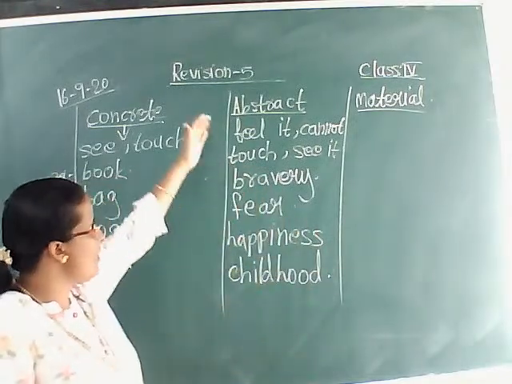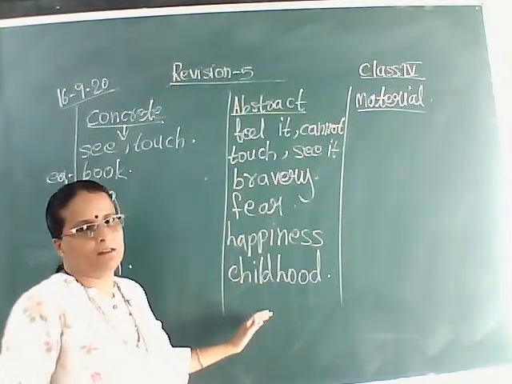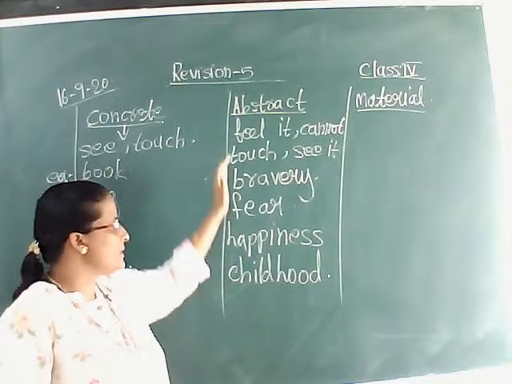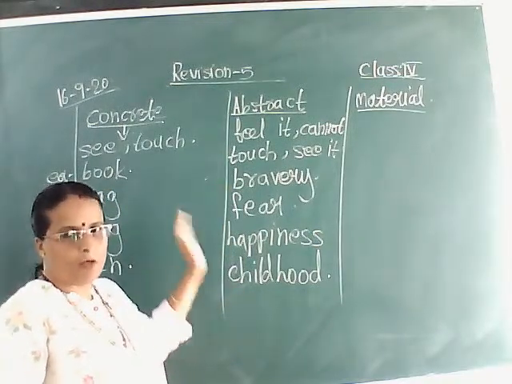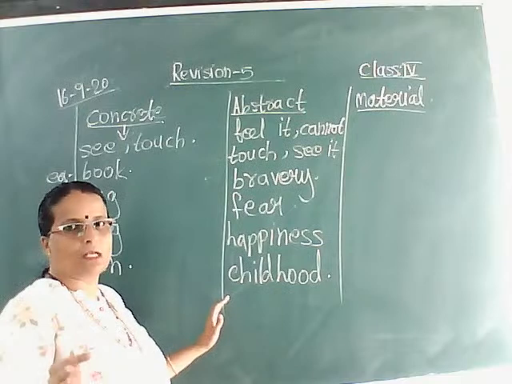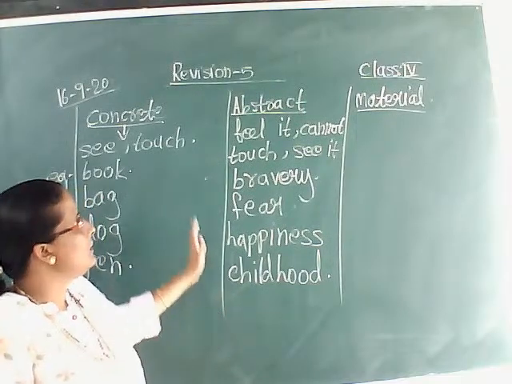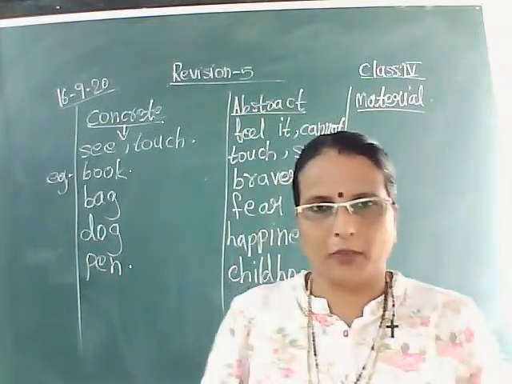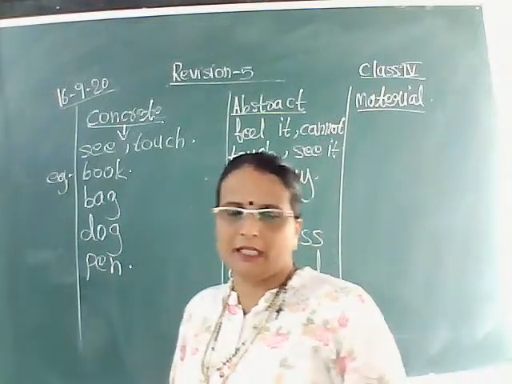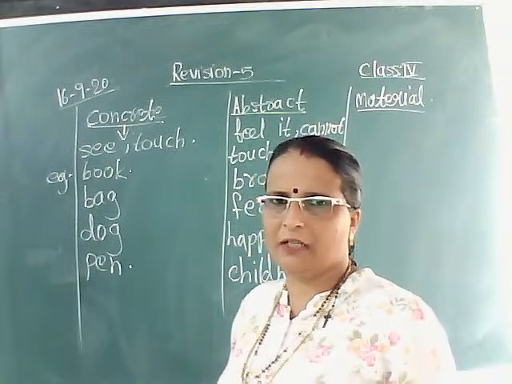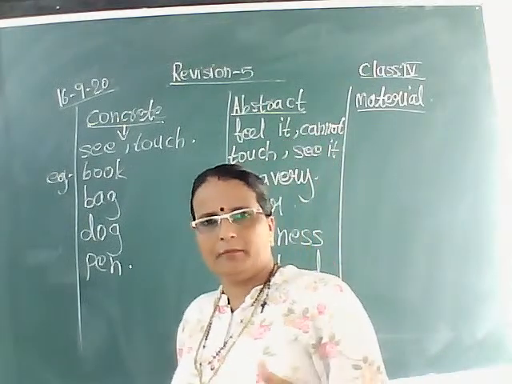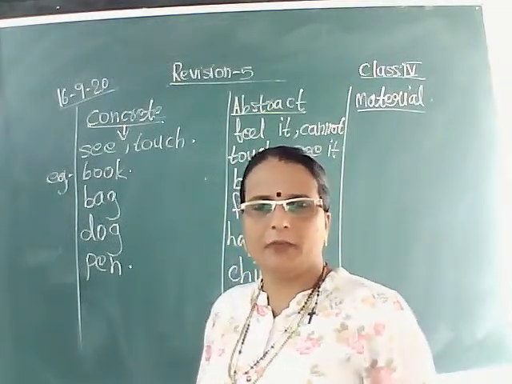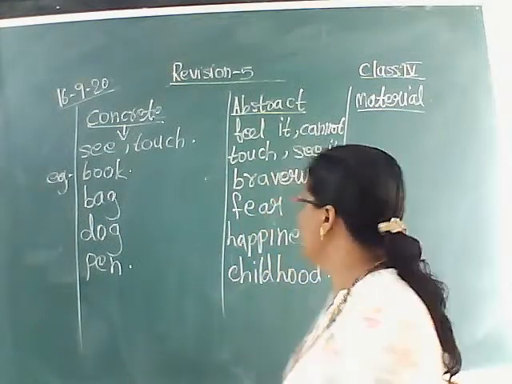So these are some of the common abstract nouns which are very familiar to you. More examples are given in your textbook. Read the lesson. Okay. Now, what is material noun? The third division of noun which we are going to discuss today is material noun. Material noun is nothing but a material with which things are made.